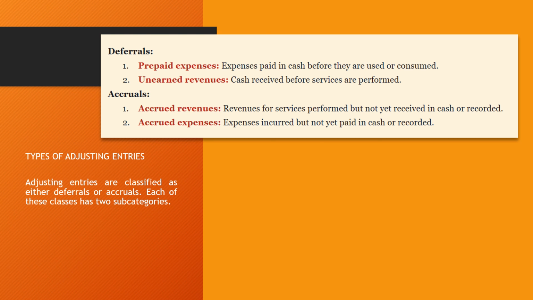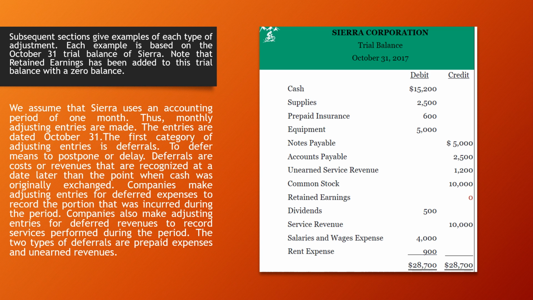All right. Okay, so right here, we are going to assume that the company is using an accounting period of 1 month. Thus, the monthly adjustment entries are already made. The entries are dated October 31st. The first category of adjustment entries is deferrals. To defer means to postpone or delay. Deferrals are costs or revenues that are recognized at a date later than the point when cash was originally exchanged.